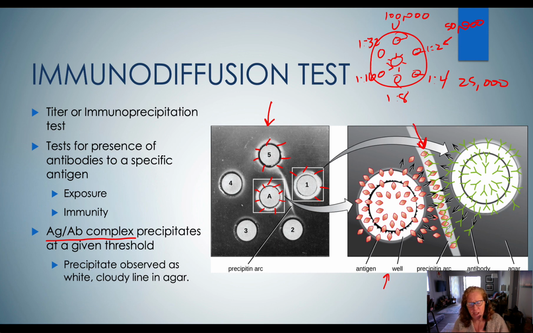And all of these antibodies bind to lots of antigen, and it creates this big giant kind of matrix-like complex, and it becomes too large to remain soluble. It precipitates out of solution and creates this white, chalky looking line, and that's referred to as a precipitin arc. So it's a precipitate.